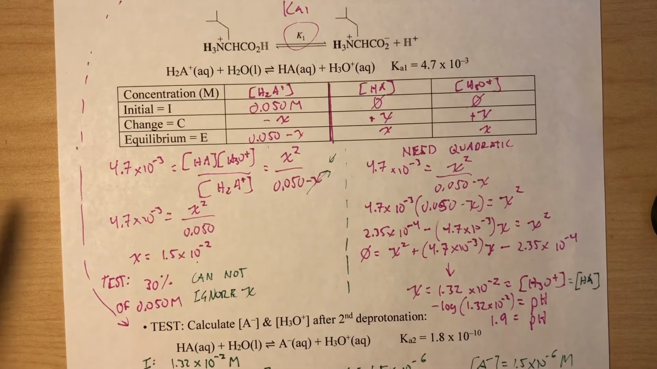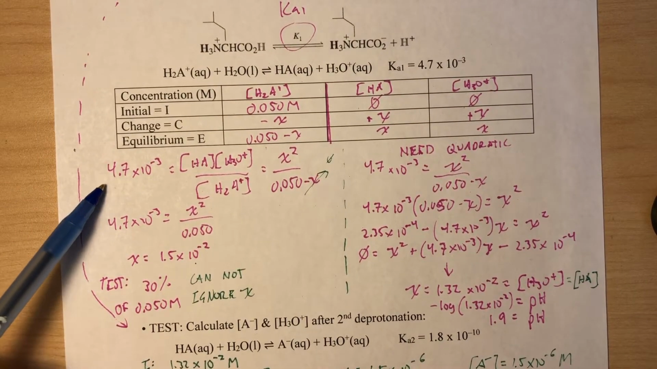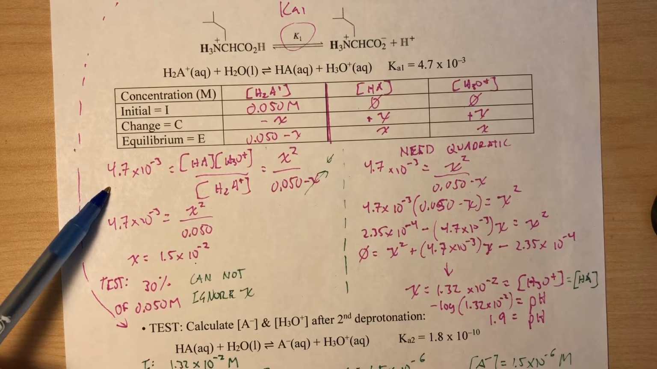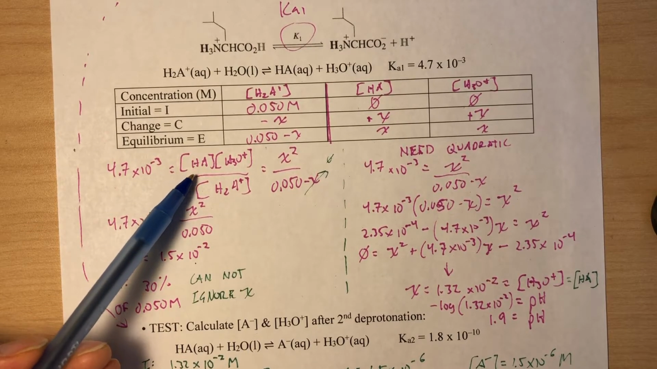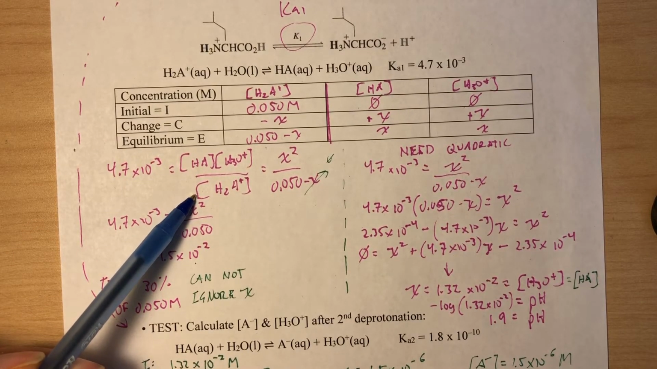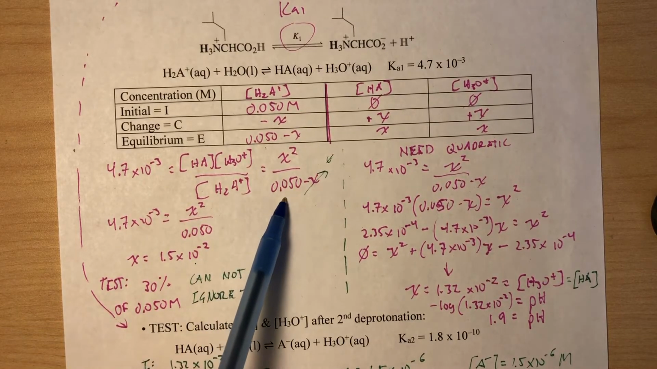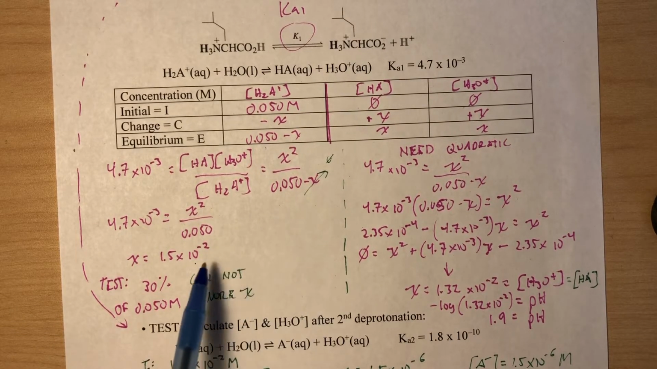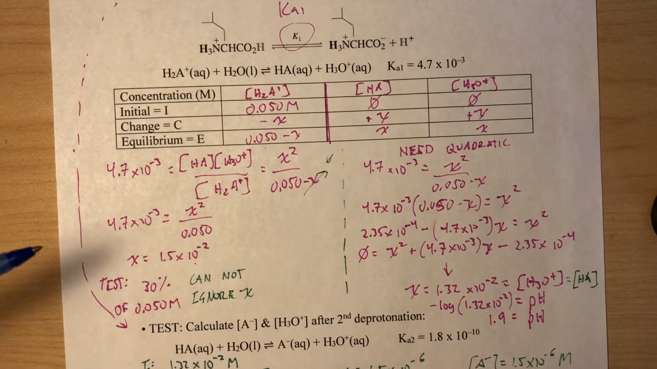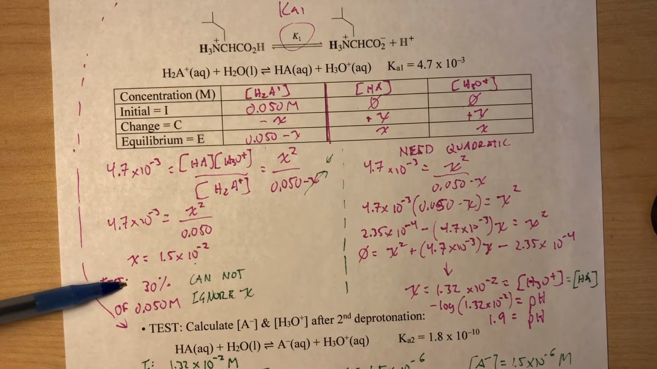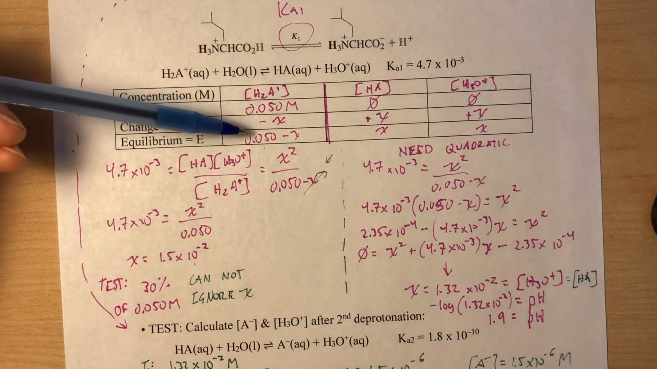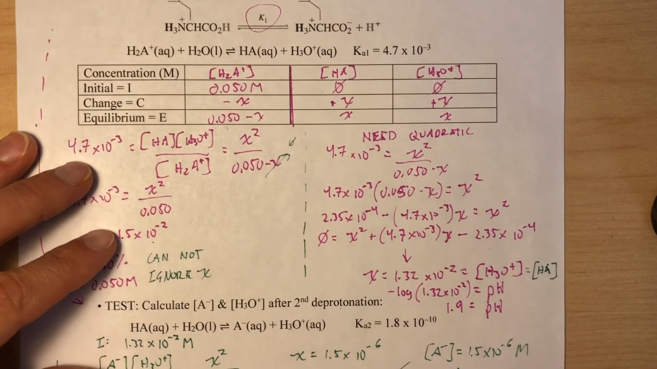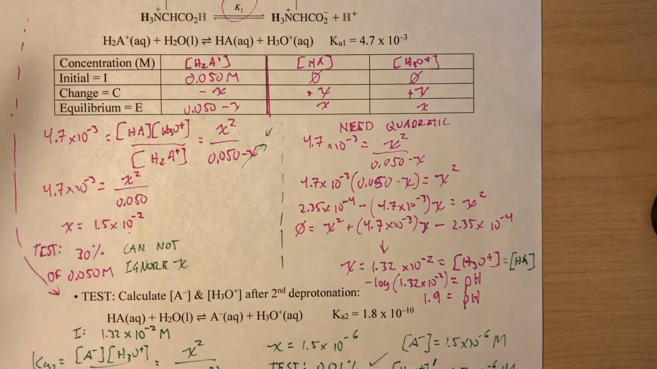So we can first make a pass at solving this equation, which is 4.7 times 10 to the negative 3, our Ka, being equal to HA times H3O plus divided by H2A plus, being equal to x squared over 0.05 minus x. We ignore x, and we eventually calculate that x is equal to 1.5 times 10 to the negative 10. Turns out that is 30% of our 0.05, and we cannot ignore x. So what we do is solve using the quadratic.